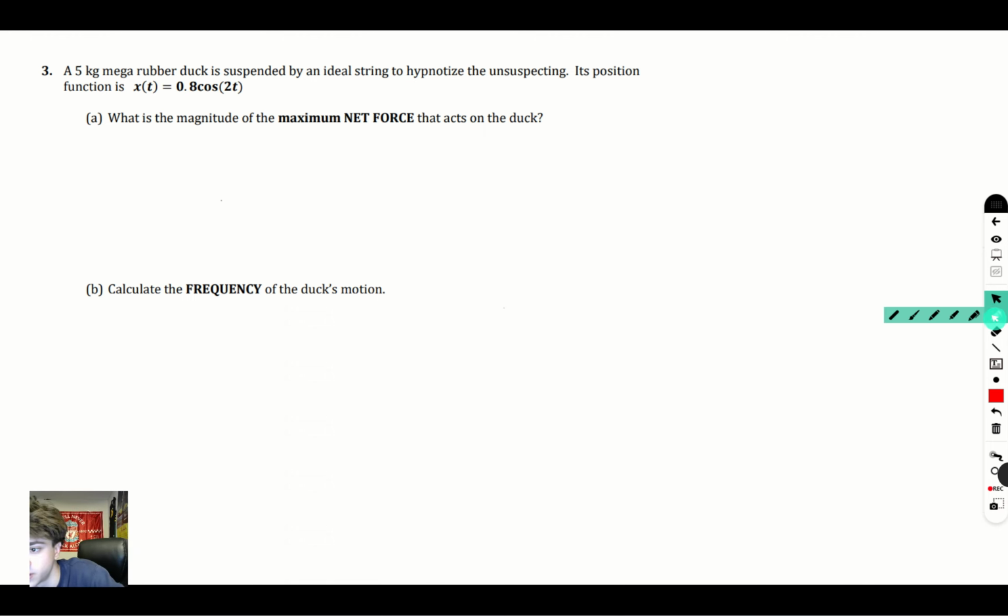Alright, so from our forces unit, we know that force is simply mass times acceleration. And we're given the mass. We don't know the acceleration, but what we do know is the position function, and we know the acceleration is just the second derivative of position. So let's take two derivatives of this function in order to find our acceleration.